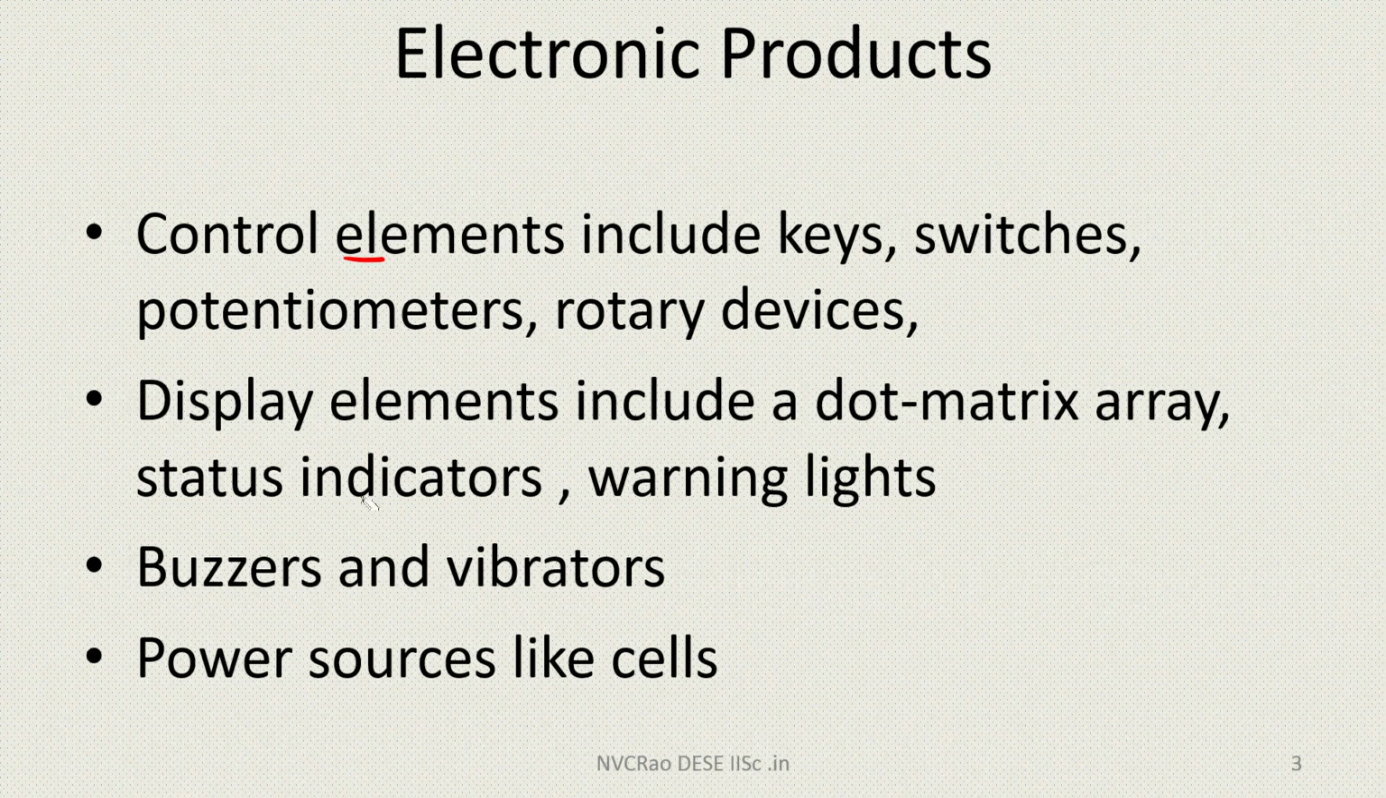And we also come with status indicators and warning lights. By the English language itself you will know a status indicator shows something is on or off, or the status of the thing. Another is a warning saying you are running out of power. So these things invariably form very useful elements in the product, like the control elements, and then the display elements. A slightly different class of things are the new type of electromechanical devices like buzzers and vibrators.